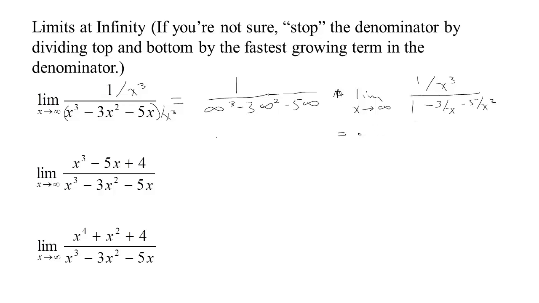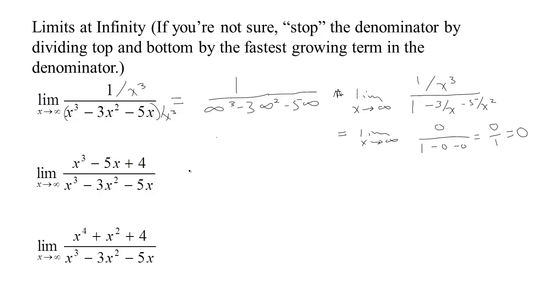Once we do that, it's a little clearer to see what's going to happen in this limit. As x gets larger and larger, the top, 1 divided by larger and larger numbers, is going to go to 0. And this 1 is going to stay fixed. Basically, what we've done is stop that fastest growing term, because we divided by the fastest growing term. Now negative 3 over larger and larger numbers is going to go to 0. And as x gets larger and larger, x squared gets larger and larger, so negative 5 divided by larger and larger numbers is also going to go to 0. So for this limit we have 0 over 1, which is 0.